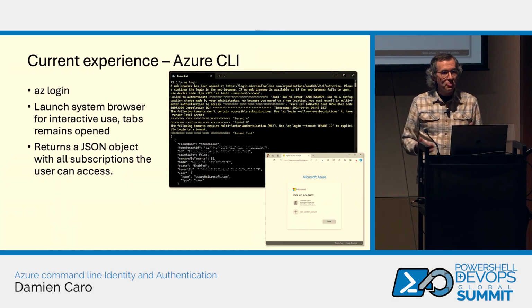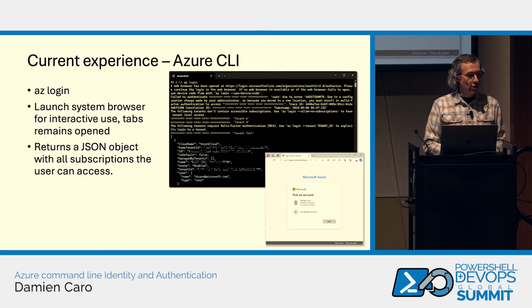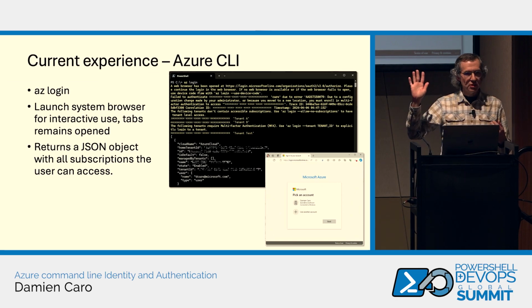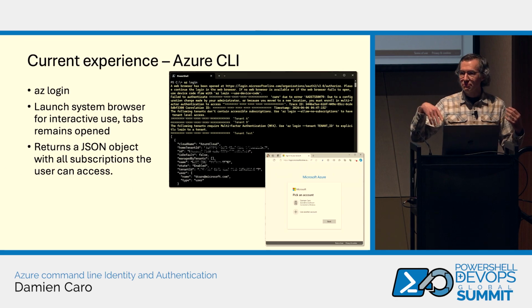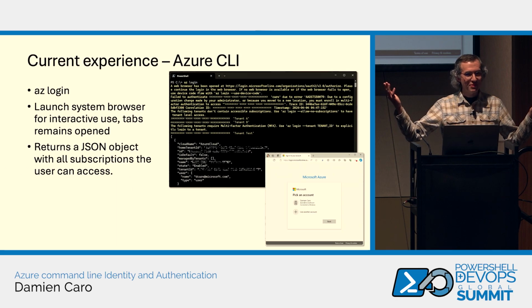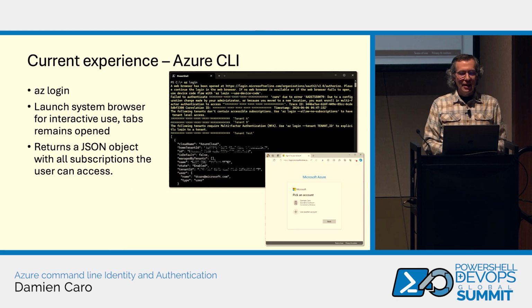Now, if you're more an Azure CLI person, your experience will be slightly different. You're going to type az login on the prompt. It will also launch a system browser. The tabs will remain open, the same problem you have with Azure PowerShell. And then it returns a JSON object with all subscriptions that you can access. How many of you have access to more than 20 subscriptions, and more than one tenant? And that blurb of JSON, how many of you use it? I don't see any hands. So even though it's a programmatic, usable approach, it's not necessarily the best experience we want to give to you.